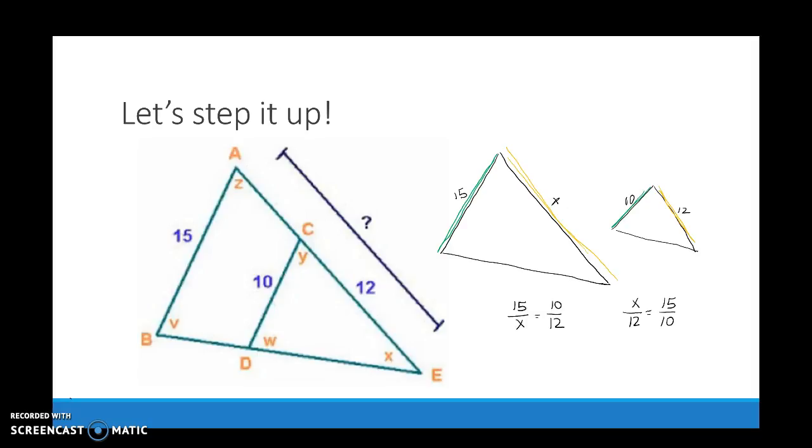All right, so go ahead and check your proportions, see if you got it right. So either way, we have 10 and x in a diagonal, and the other diagonal is 15 times 12. So go ahead and solve for x.